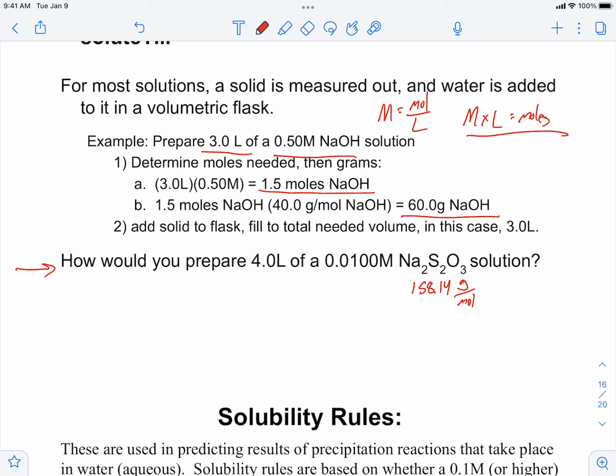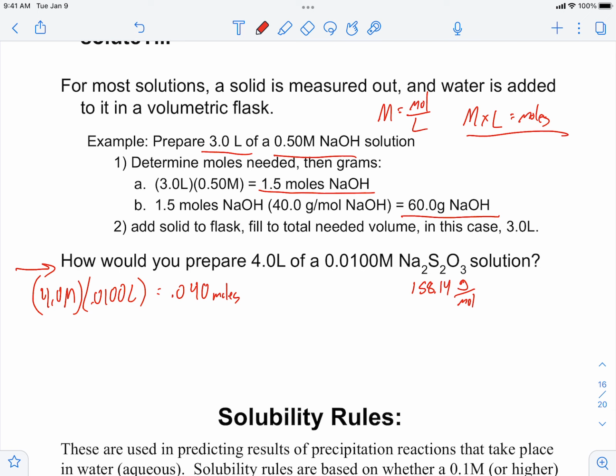So what's the first thing I do? Joyce, what do you think? How should I start this out? Multiply the liters times, or 4.0 times 0.010. Okay. So 4.0 molar times the volume. So we will need 0.04 moles.